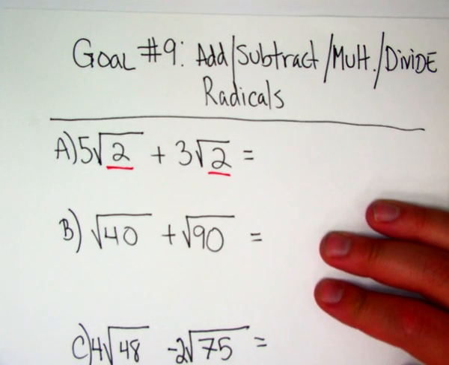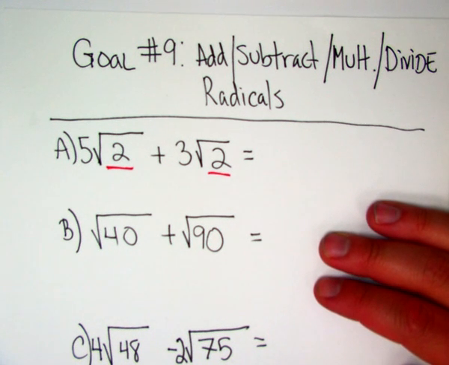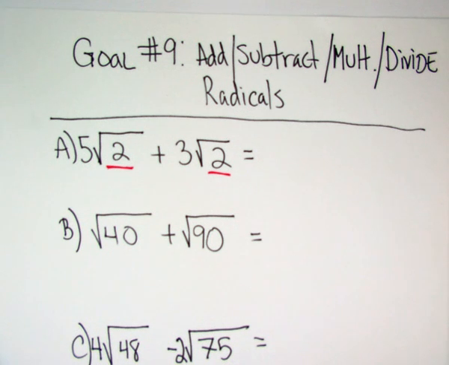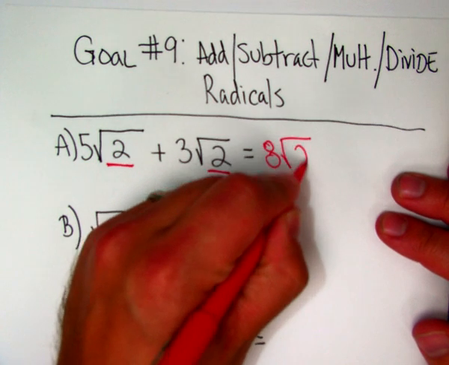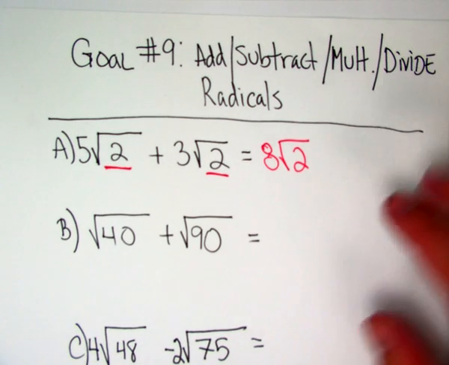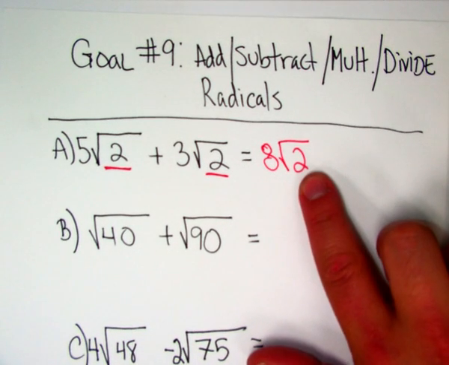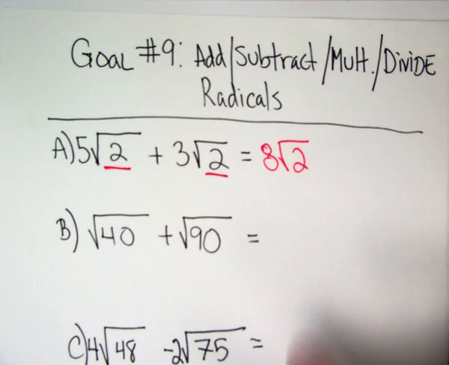So in this case, we have square root of 2 for both of them. So if I have 5 square root of 2 and I add 3 square root of 2, it's kind of like saying if I have 5 square root of 2's and I add 3 more square root of 2's, I'm going to have a total of 8 square root of 2's. Once you combine them, check to see if you can reduce. I can't reduce that, so there's our answer, 8 square root of 2.